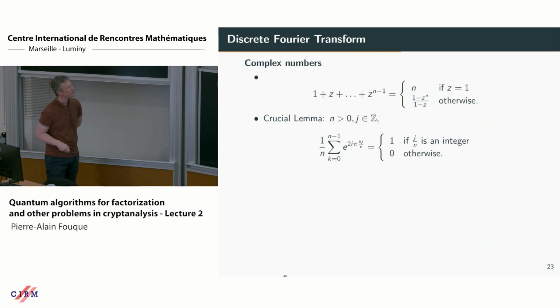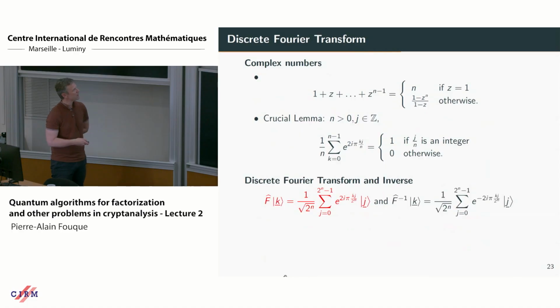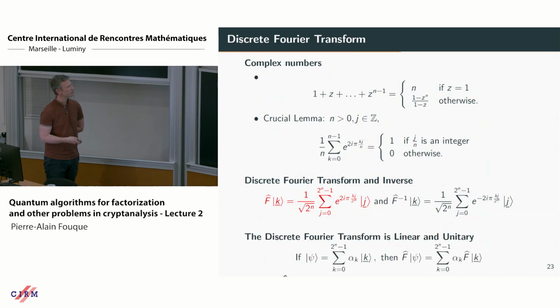This is a useful thing to remark. This sum is equal either to 0 if the value j over n is not an integer, and if j divided by n is an integer, this sum here will be equal to 1. It's something that will be helpful later. So this is just the Fourier transform and the inverse Fourier transform. You just put a -1 here according to this formula. It's just the adjoint operator.